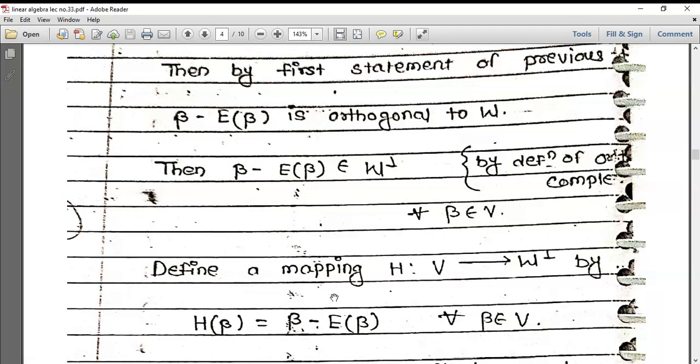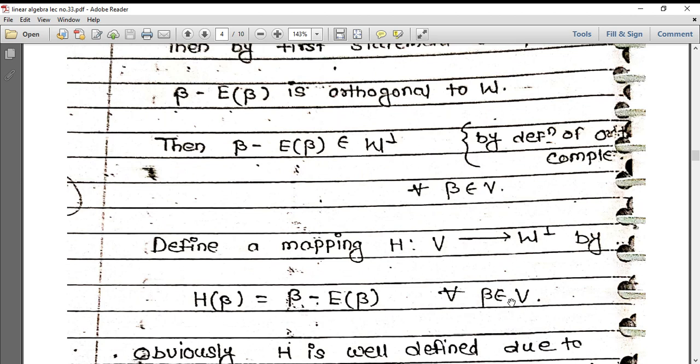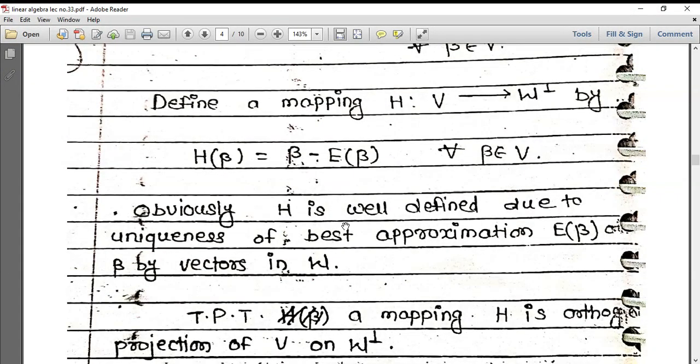Now define a mapping H from V to W perp by H of beta equal to beta minus E of beta for all beta belonging to V. Obviously, H is well defined due to the uniqueness of the best approximation E of beta by vectors in W.